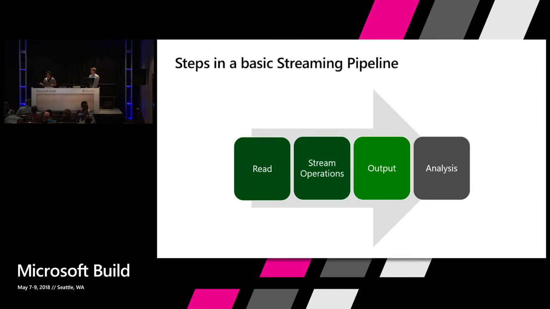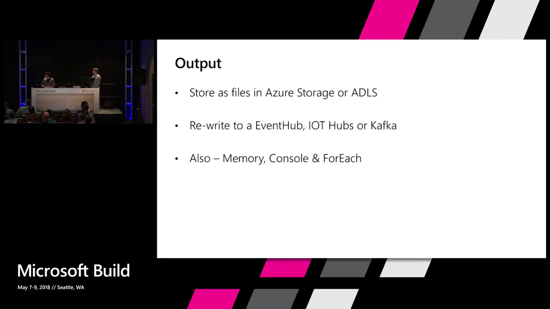Right? Let's say the stream came in with dirty data and with 700 columns. And your downstream engineer only needs 5 of those columns, and he expects the data to be clean. You could reroute that data back into a stream. You can also, and these aren't as frequently used, output to memory or to console for debugging. You could potentially output to a foreach iterator if you wanted.